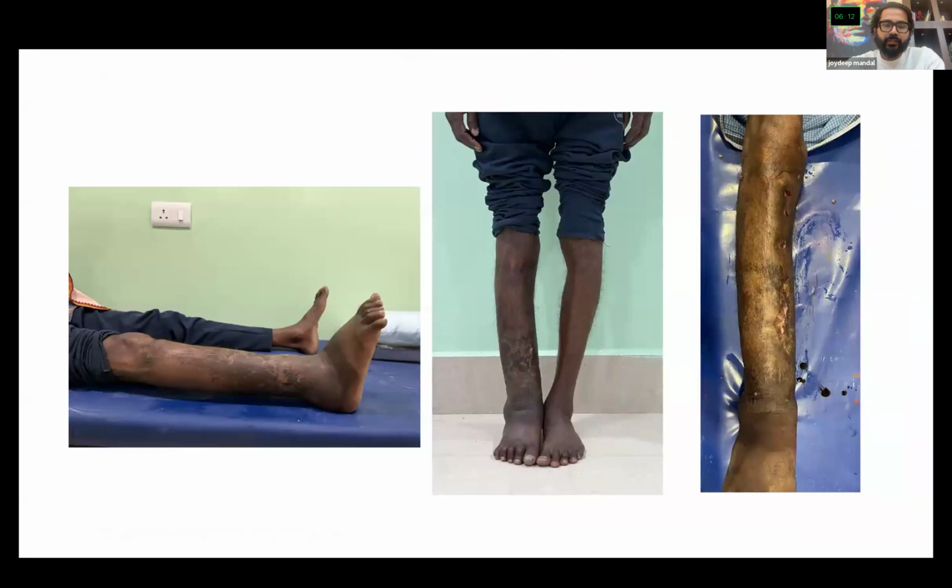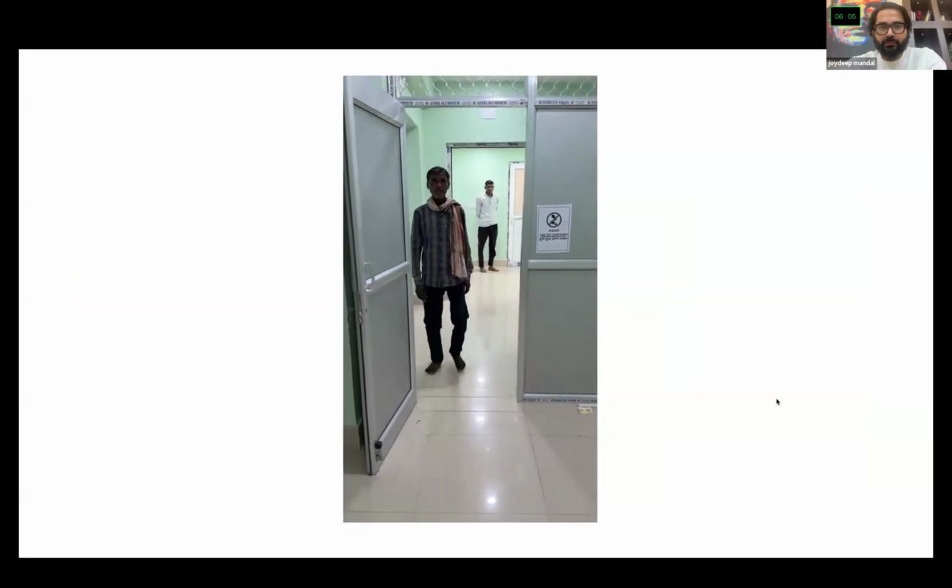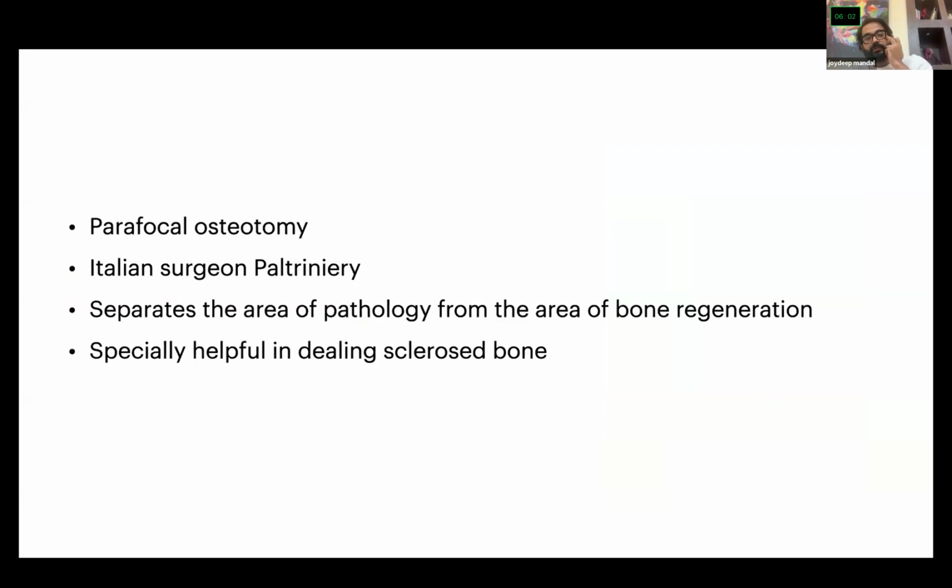These are the clinical pictures, and this is the final gait of the patient. Parafocal osteotomy is a concept given by the Italian surgeon Poltrinieri. It separates the area of pathology from the area of bone regeneration, and is especially helpful where we are dealing with sclerosed bone, where doing an osteotomy is difficult and it is also difficult to achieve union in that place. In that case, osteotomy can be done through the healthy bone and achieve similar results. Thank you.